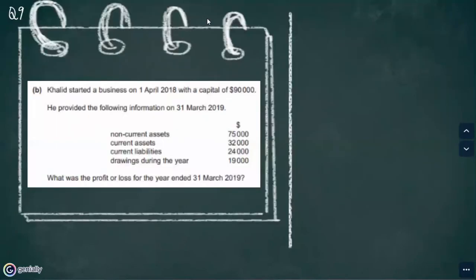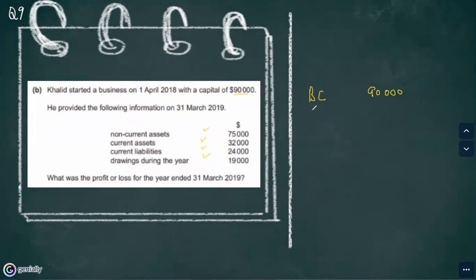Now, Khalid started a business on 1st April 2018 with a capital of 90,000. Non-current asset, current asset, drawings for the year. Oh, that's easy. Let's start with beginning capital. Beginning capital 90,000. And they've told you what's the profit for the year?